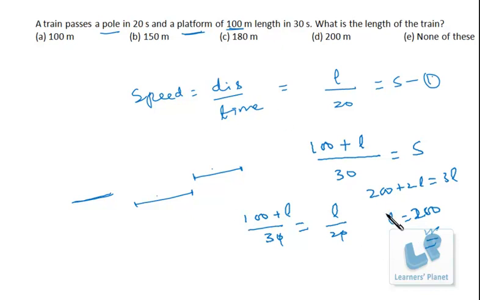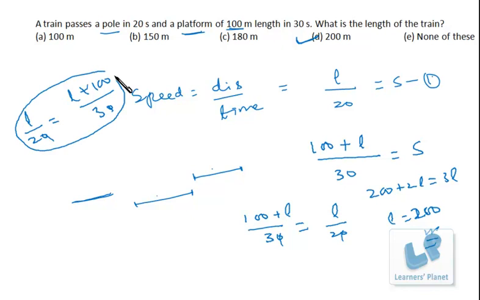So I have done this much work, but you don't have to do it in a single step only. You just have to write this expression, right? The train is taking 20 seconds to cross the pole, so L by 20 will be equal to length of the train plus length of the platform by time taken. This is the only step to be done. 3L is equal to 2L plus 200, so L will be 200 only, right? This much work to be done. I hope you are clear.